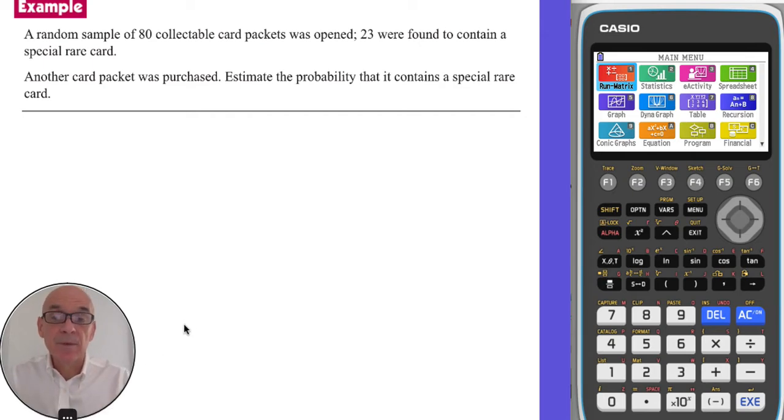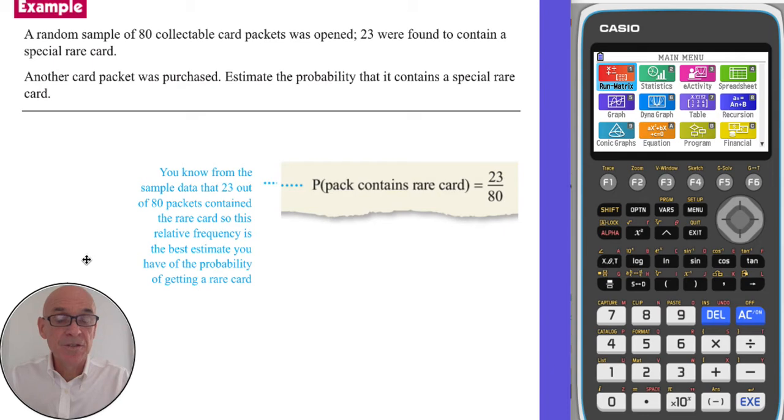So here we have 80 packets of collectible cards. They've been opened, and 23 of them were found to have contained a special card, a rare card. The question is, estimate the probability that the next pack of cards opened also contains a special rare card. So we need to calculate the relative frequency. You can see that the relative frequency is simply 23 out of 80, and that's our best estimate for the probability of getting a rare card.